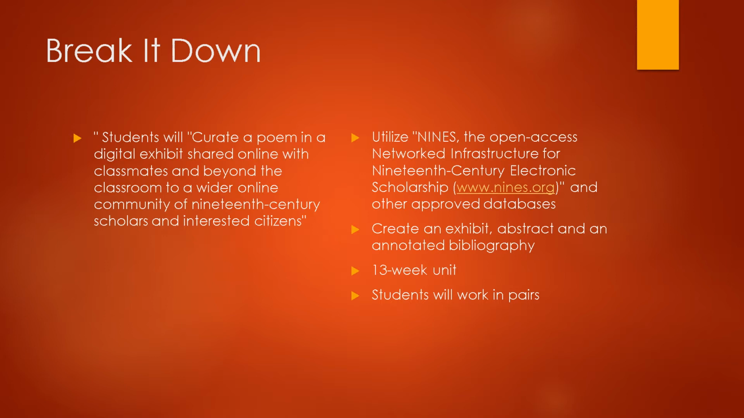How are they going to do that? Well, they're going to use NINES, which is Networked Infrastructure for 19th Century Electronic Scholarship. And they also may use other approved databases. Taking the information that they find, they're going to create an exhibit, an abstract, and also an annotated bibliography. They're going to have 13 weeks to put all of this together, and luckily they don't have to do it alone because they will be working in pairs.